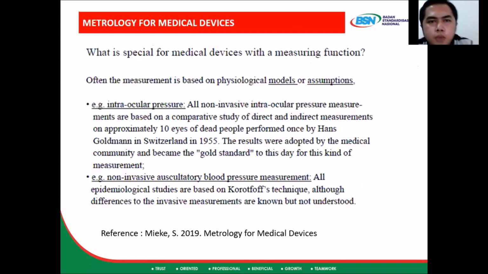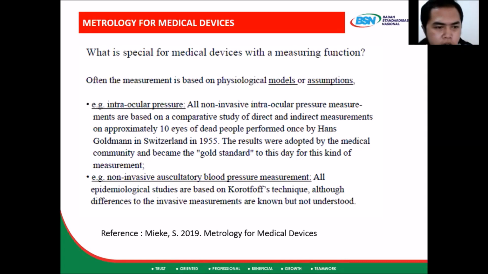So what is special about the measuring device with measuring function? Often the measurement is based on physiological models or assumptions. For example, the non-invasive intraocular pressure measurement is based on a comparative study of direct and indirect measurement on approximately 10 eyes of dead people, performed once by Hans Goldmann. This resulted in 1955. This result was then adopted by the medical community and became the gold standard to this day.